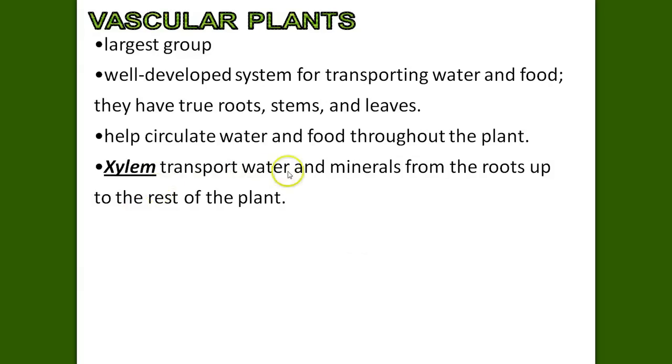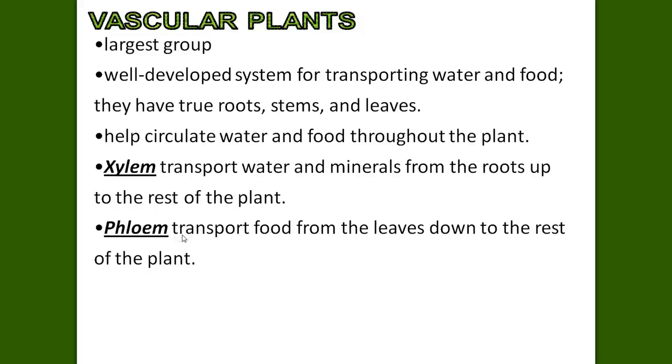Xylem, that transports water and minerals up from the roots to the rest of the plant, and phloem. Phloem starts with the pH. Photosynthesis had to have occurred before phloem could transport food from the leaves down to the rest of the plant. So xylem up and phloem down, xylem up and phloem down, help that plant stay healthy in the ground.